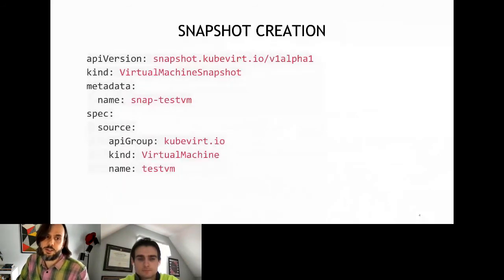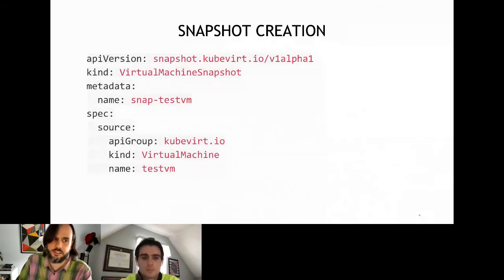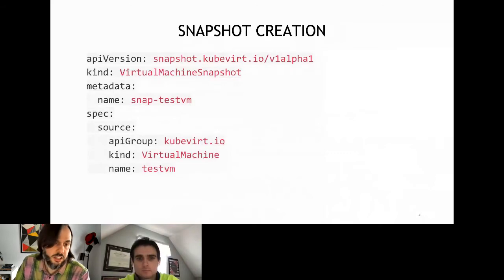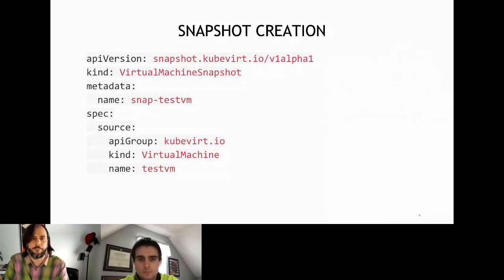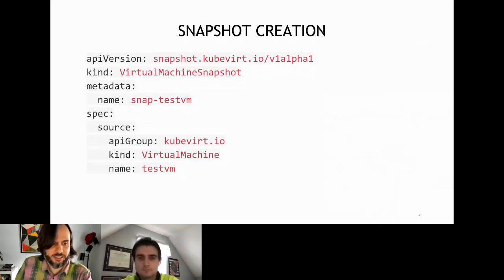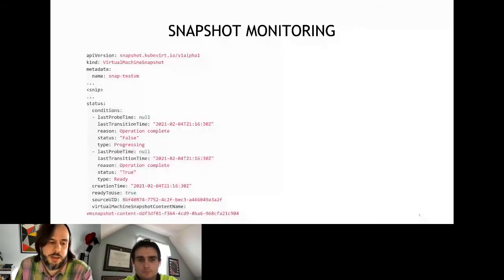Next, if you want to snapshot a VM, again, make sure it's stopped and just submit a YAML that looks like this. Pretty easy. You can see the source is a virtual machine and it has a name. Now, snapshot monitoring. You can see buried in this YAML somewhere there are a couple of conditions, progressing and ready. So you can use kubectl wait, I think it's called, to wait for the condition to be ready for when your snapshot is complete.